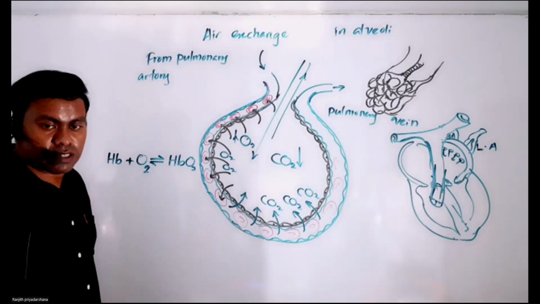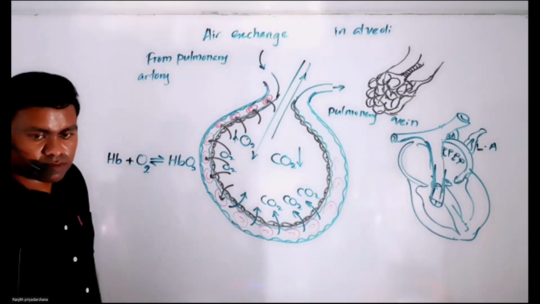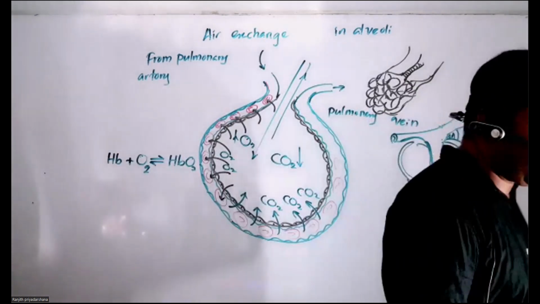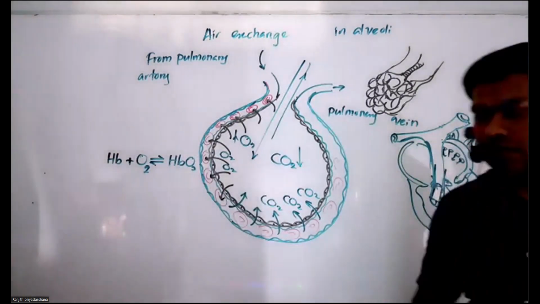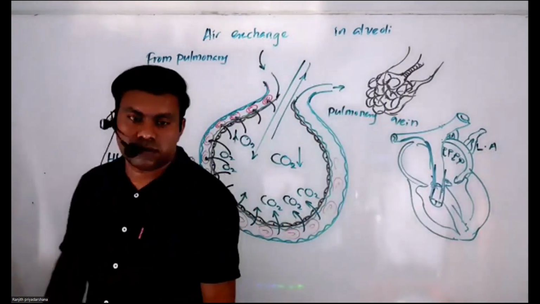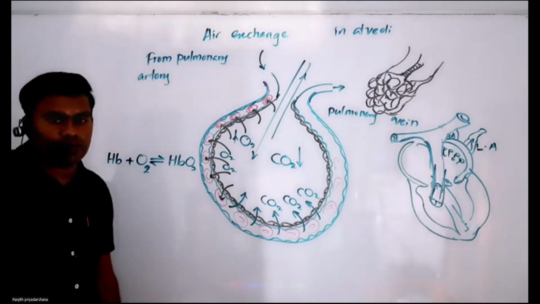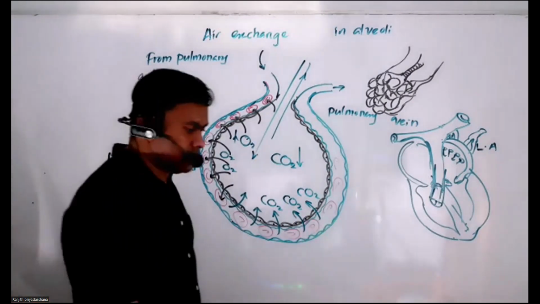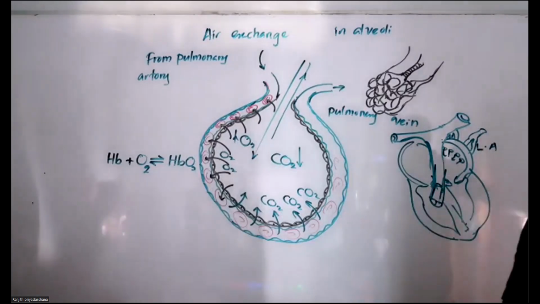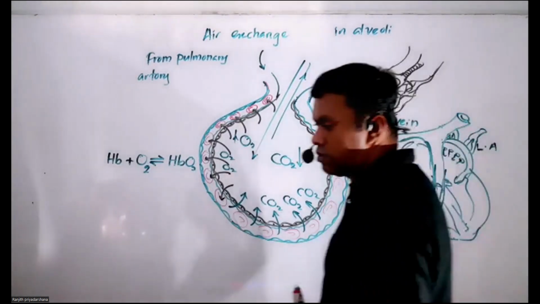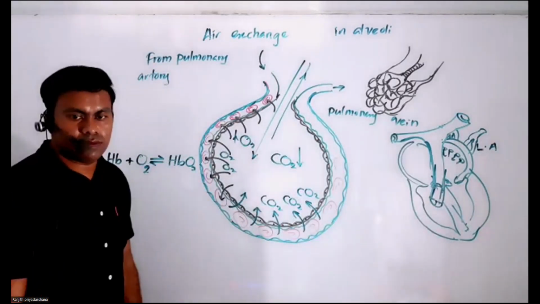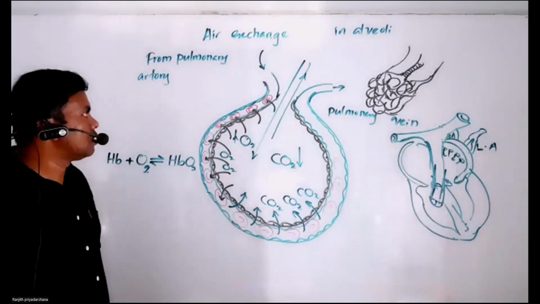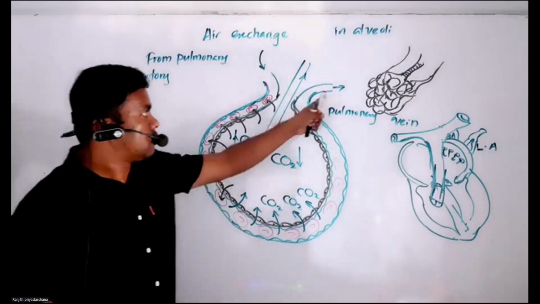Okay, quickly draw this. This is from the pulmonary artery. This is towards the pulmonary vein.